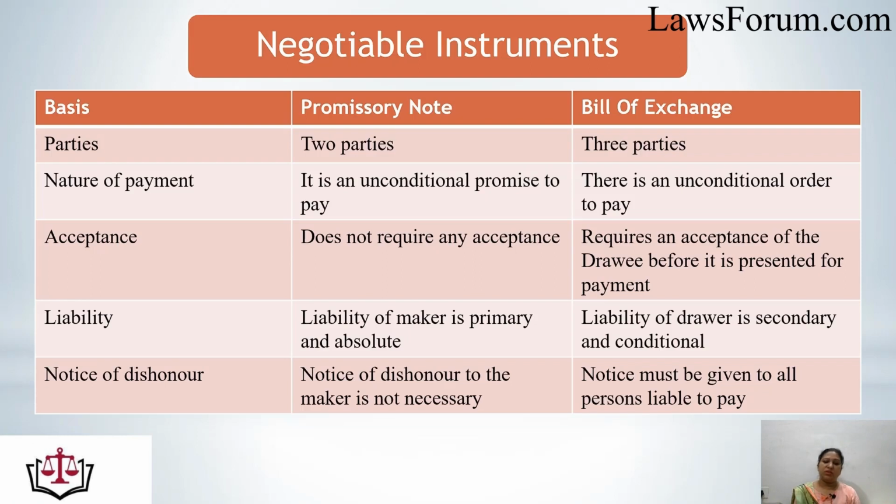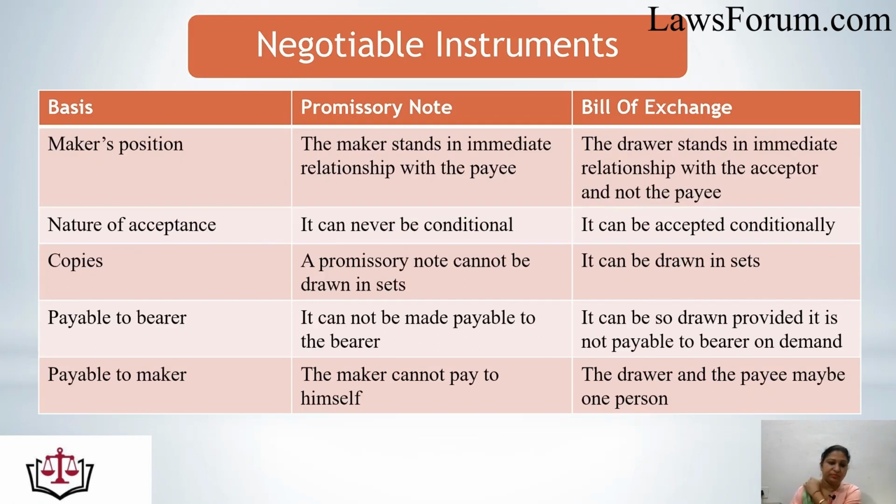Next is notice of dishonor. Notice of dishonor to the maker is not necessary, in case the promissory note gets dishonored. So in that case, any kind of notice to the maker of the promissory note is not necessary to send. But in case of a bill of exchange, notice must be given to all the persons who are liable to pay for that bill of exchange.